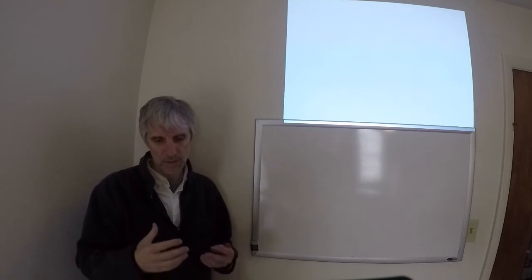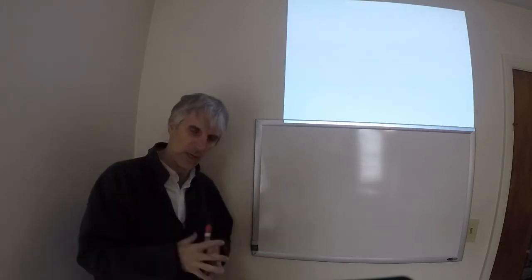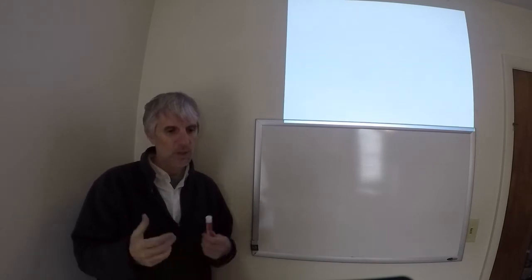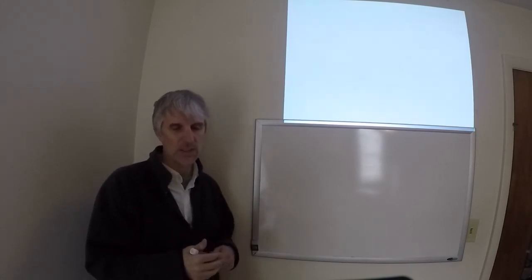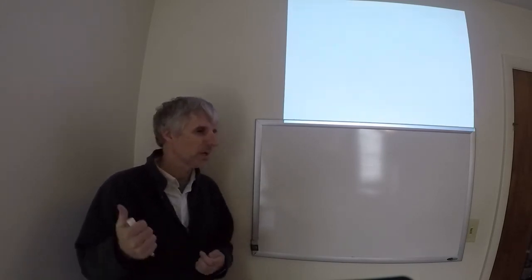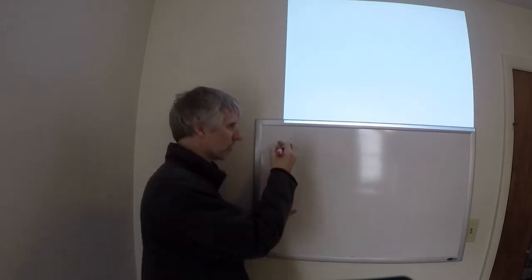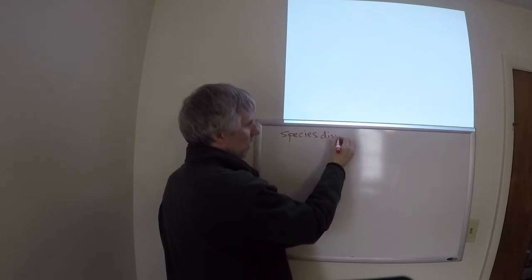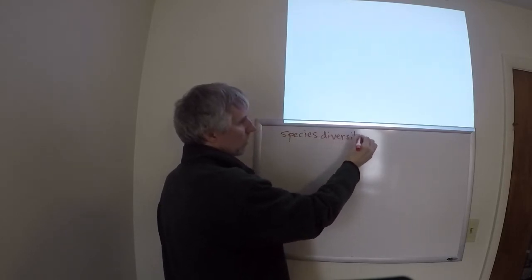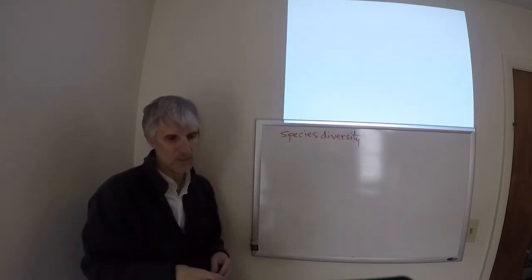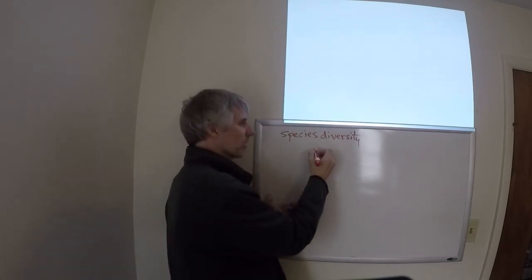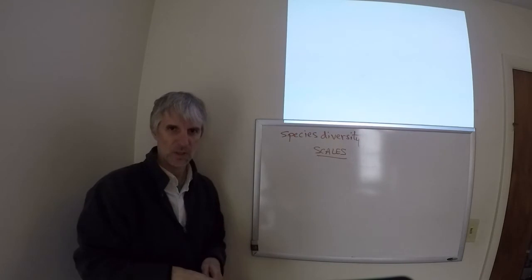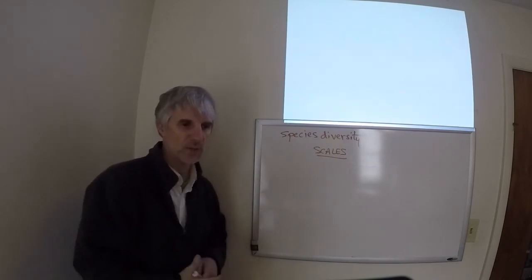So, kind of an overall thing here. I probably should have done this before we started succession, but really what we're doing now is thinking about species diversity. And what we need to do now with species diversity is consider it over multiple scales, both temporal and spatial.